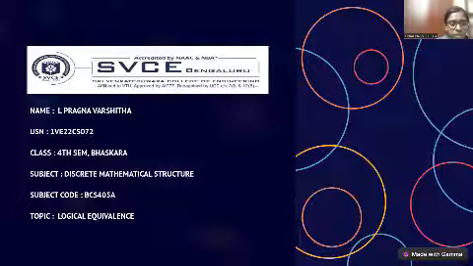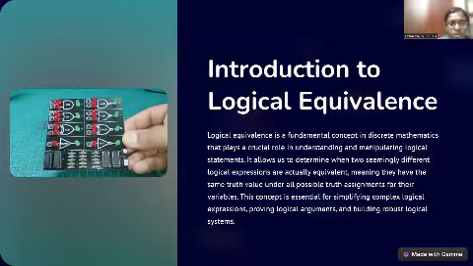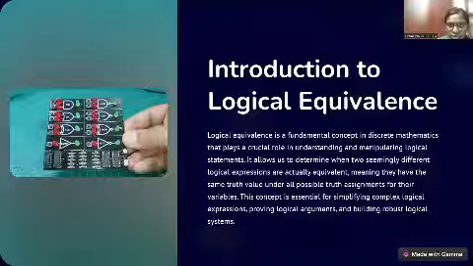Today I am going to discuss logical equivalence in discrete mathematical structures. Introduction to logical equivalence. Logical equivalence is a fundamental concept in discrete mathematics that plays a crucial role in understanding and manipulating logical statements. It allows us to determine when two seemingly different logical expressions are actually equivalent, meaning they have the same truth value under all possible truth assignments for their variables.